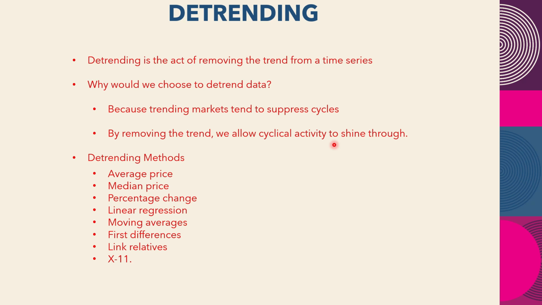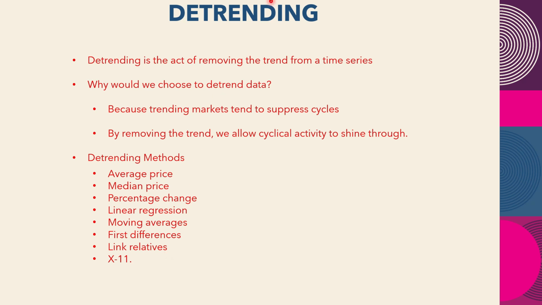There are different methods for detrending: average price, median price, percentage change, linear regression, moving averages, first differences, link relatives, X level. These are the various methods available to detrend the given time series data.